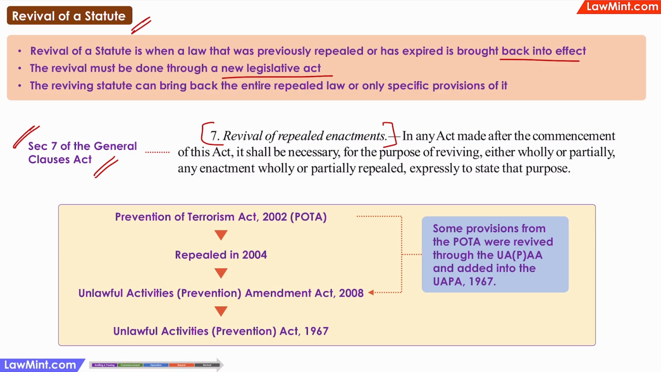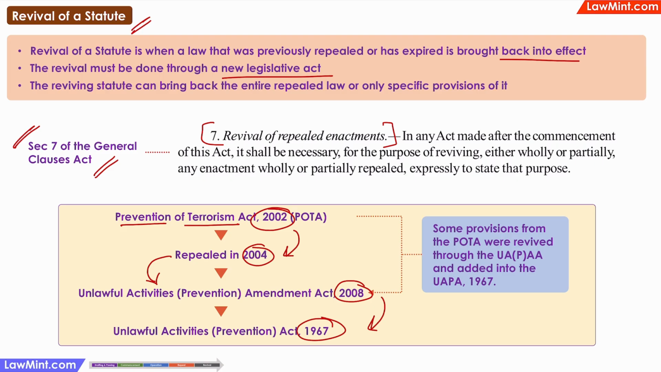This revival of acts is not being done frequently these days. The normal process is to pass a new act which includes the required provisions of the old act. For example, the Prevention of Terrorism Act, that is POTA, which was enacted in 2002, was repealed in 2004. Later on, some of the provisions of the POTA were revived through the Unlawful Activities Prevention Amendment Act in 2008, and it was added into the UAPA Act of 1967.